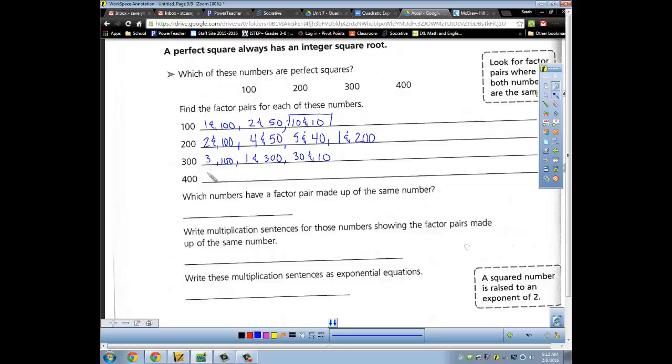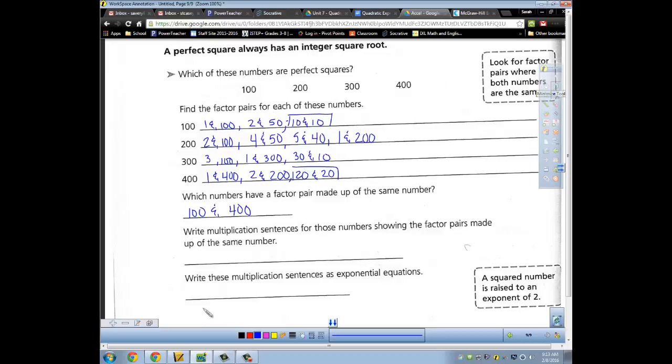For 400, I can do 1 and 400. I could do 2 and 200. I could do 20 and 20. There we go. Same number, that's what I'm looking for. Which numbers have a factor pair made up of the same amount? So which two numbers did I have something where I got the same number? That was 100 and 400.